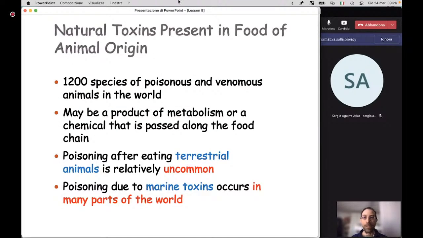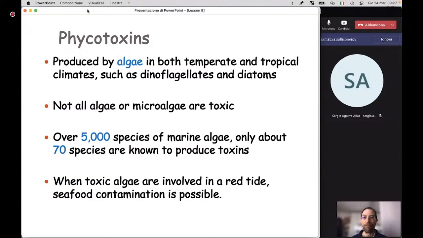Okay. So then we have seen natural toxins in foods from animals. Normally, they are not naturally present in those animals, or better, it's not the animal itself that produces toxic substances, but it is some kind of parasite or a symbiotic being that produces this kind of toxicant.